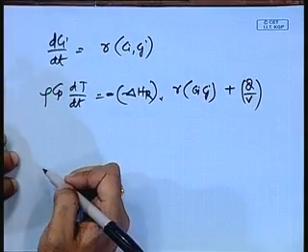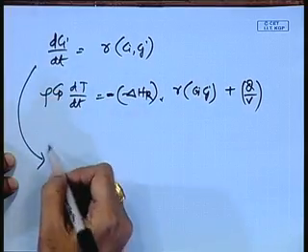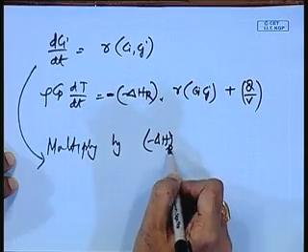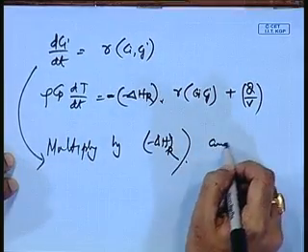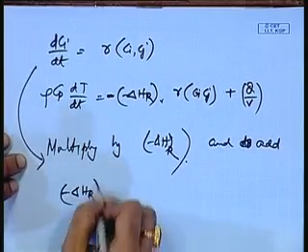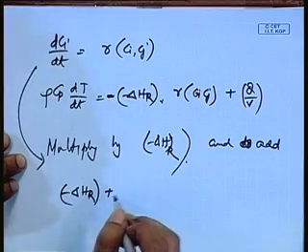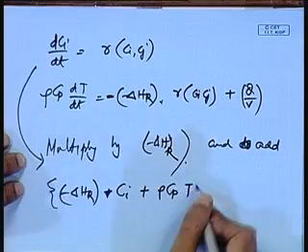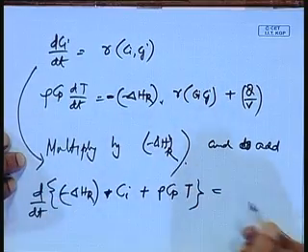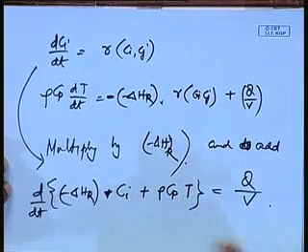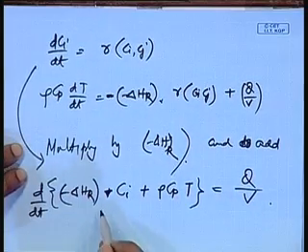You multiply the first equation by minus delta Hr and add, and what you get is d/dt of minus delta Hr times Ci plus rho Cp T, the whole thing, equals Q over V. So this is a constant Q over V, even if it is there. So you can integrate this straight away.